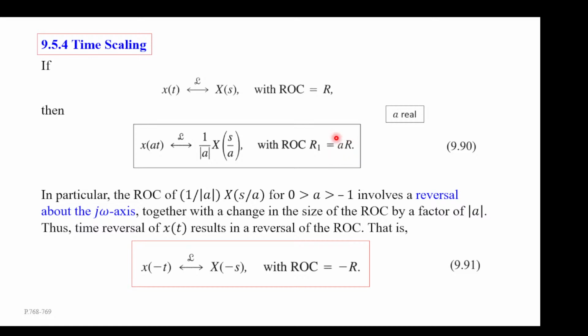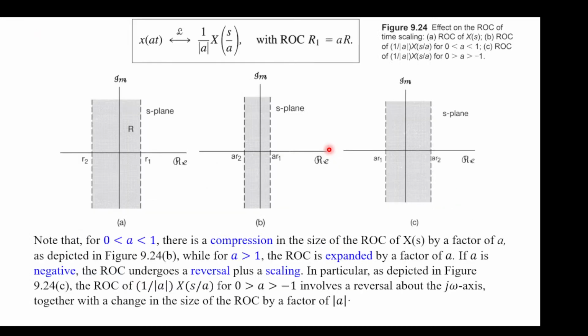If a is bigger than 1, then your ROC becomes bigger. If a is between 0 and 1, your ROC gets compressed. And a can also be negative. So when a is negative, then your ROC is either stretched or compressed and also flipped around. So let's see some examples.